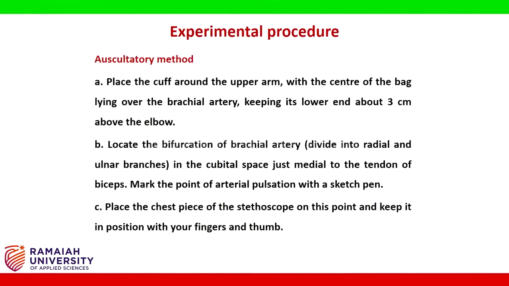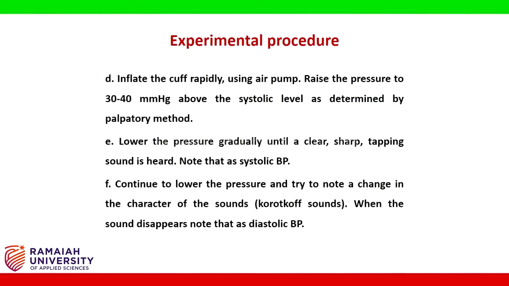Experimental procedure: auscultatory method. Place the cuff around the upper arm with the center of the bag lying over the brachial artery, keeping its lower end about 3 cm above the elbow. Locate the bifurcation of brachial artery in the cubital space just medial to the tendon of biceps. Mark the point of arterial pulsation with a sketch pen. Place the chest piece of the stethoscope on this point and keep it in the position with your fingers and thumb. Inflate the cuff rapidly using air pump.